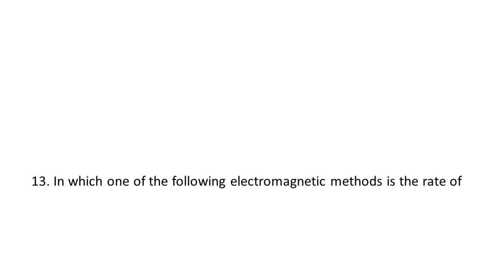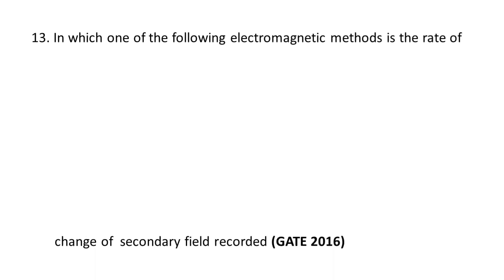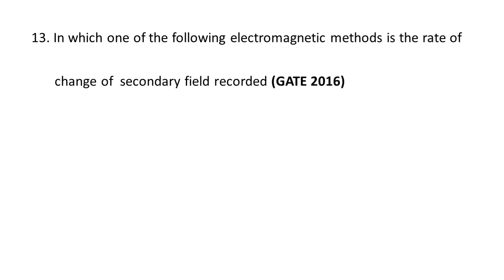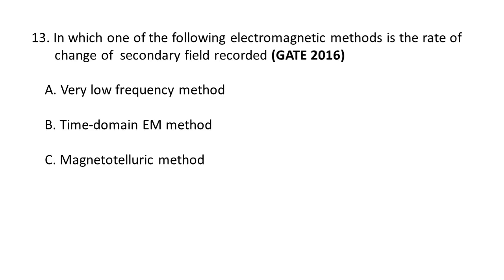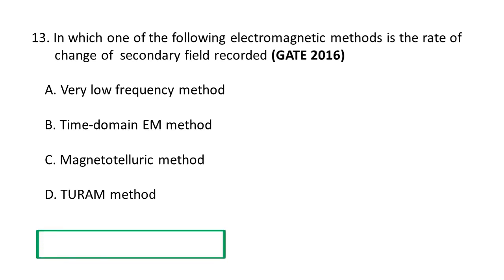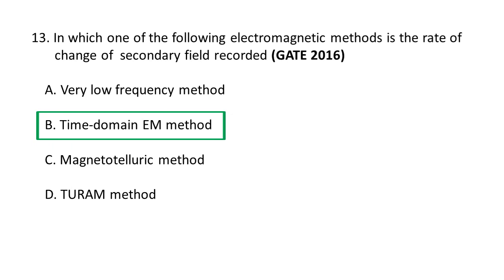Next question. In which one of the following electromagnetic methods is the rate of change of secondary field recorded? A, very low frequency method, B, time domain electromagnetic method, C, magnetotelluric method, and D, Turam method. The correct option is time domain electromagnetic method. In this the rate of change of secondary field is recorded. B is the correct option.